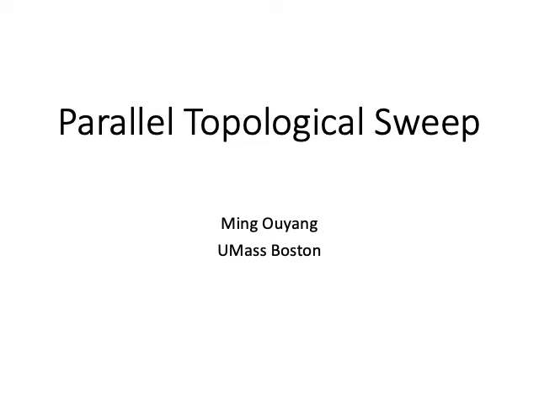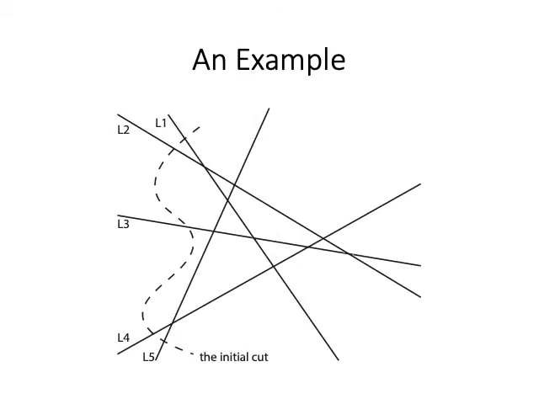This presentation is parallel topological sweep. This is an example of line arrangement. Given a line arrangement, topological sweep reports the vertices of the arrangement in a topological order.